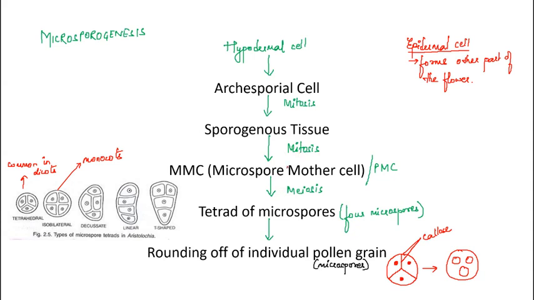From the mother, the sons will form. Who are the sons of microspore mother cells? Microspores are the sons of the microspore mother cell. These microspores are also called pollen grains. So sporogenous tissue will form the microspore mother cell, which will form what? It will form a tetrad of microspores, which means 4 microspores are formed, known as a tetrad of microspores. These microspores are rounded off, forming individual pollen grains.